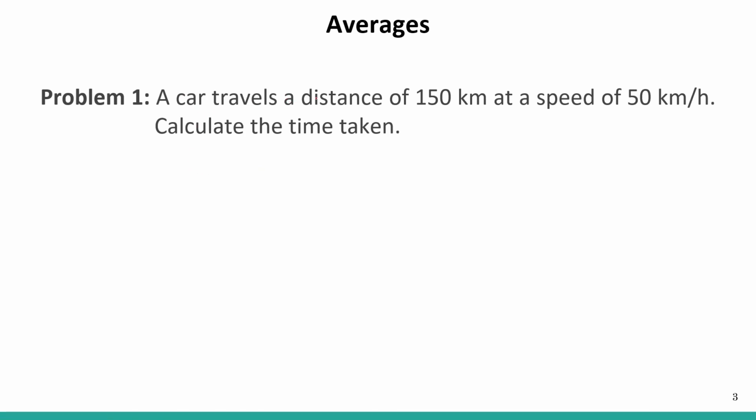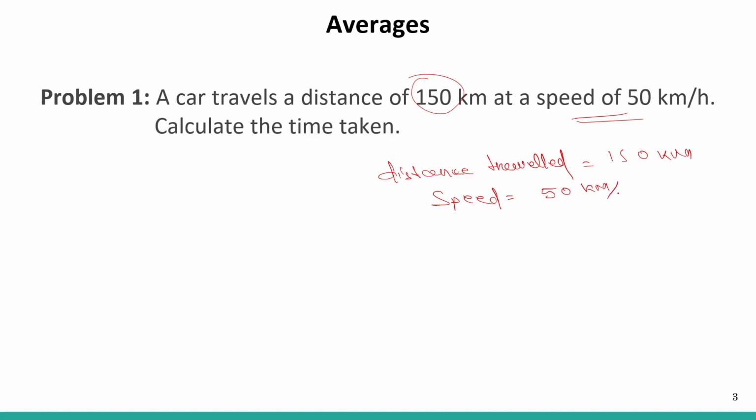A car travels a distance of 150 kilometer. So the distance traveled is equal to 150 kilometer, right? The speed is given to us as 50 kilometer per hour. So speed is equal to 50 kilometer per hour, right? What you have to consider at this time is that here the distance is given in kilometer and the speed is also given in kilometer.